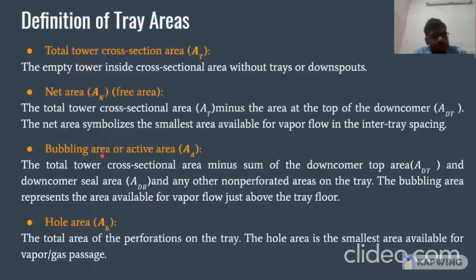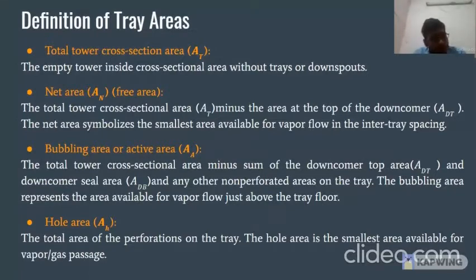We will first see the various definitions of tray areas. The first one is total tower cross section area. This is mainly the area of the total tower without trays. Moving next, we have net area, which is also called free area. What is net area? This symbolizes the smallest area available for vapor flow in the inter tray spacing.